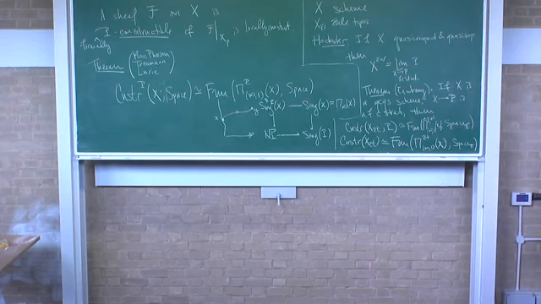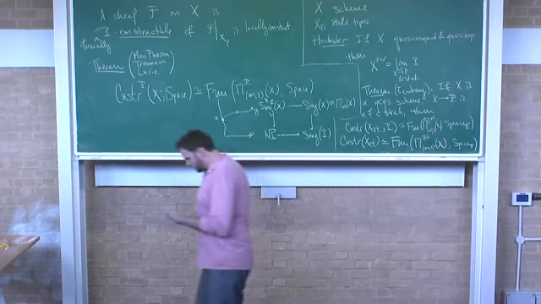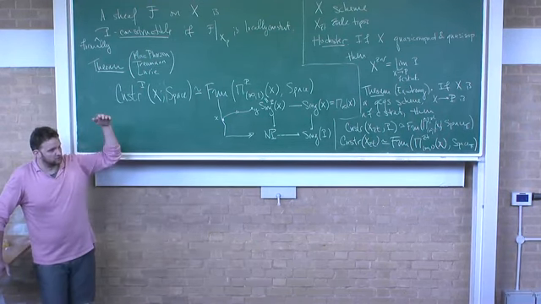What did pi finite mean? Oh, pi finite means that you only have finitely many connected components, and for each of those, you only have finitely many homotopy groups, each of which is finite.